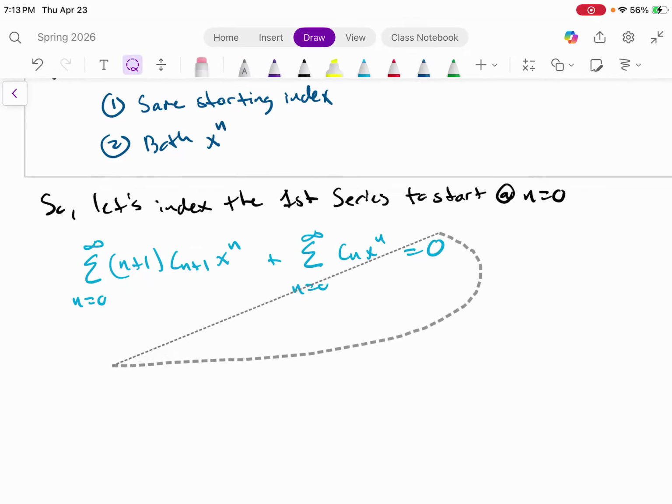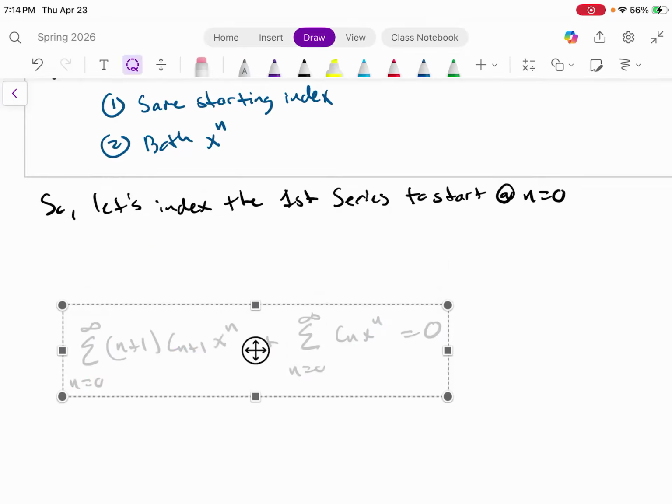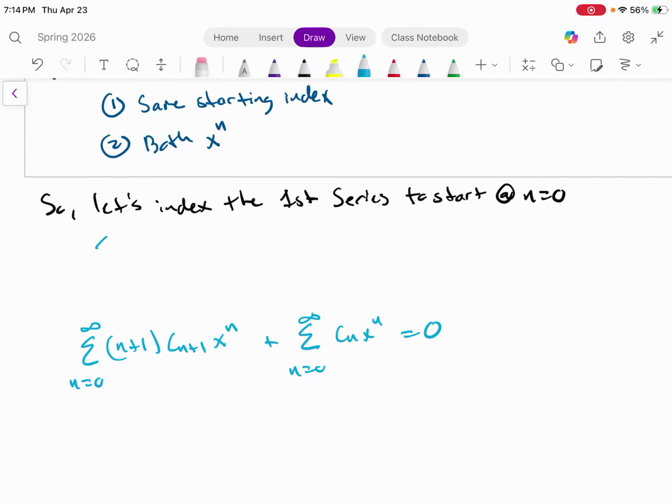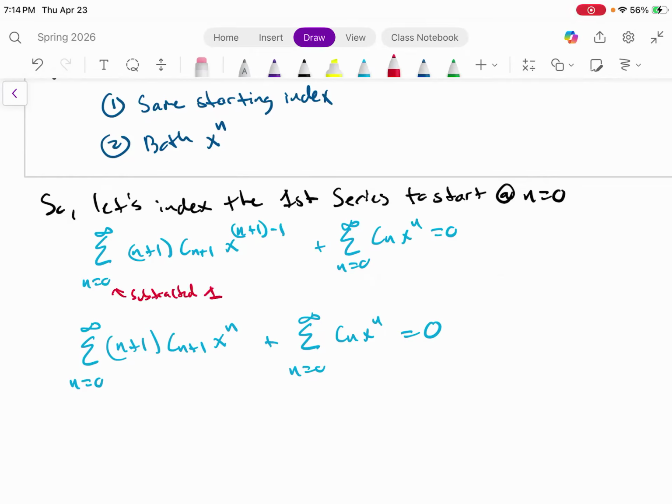You know what? Let me break it down a little bit just in case not everyone got that. Okay, so we're index shifting to get n equals 0, but what I would have is n plus 1 times c sub n plus 1 x to the n plus 1 minus 1. Okay, so what did we do? We subtracted 1, and so that means we added 1 to every single n. Just in case that's still a little fuzzy to you, okay? But that's what we did.